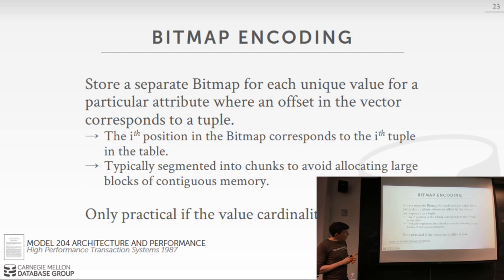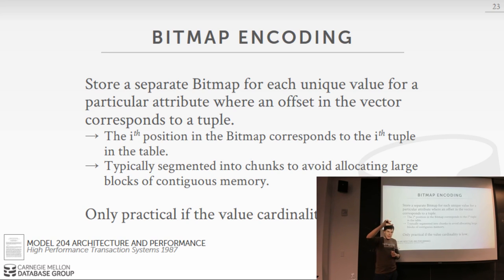All right, so next is bitmap encoding, and the idea here is that instead of storing all the unique values in our column, we're going to maintain a separate bitmap for every single unique value that I have in my column.